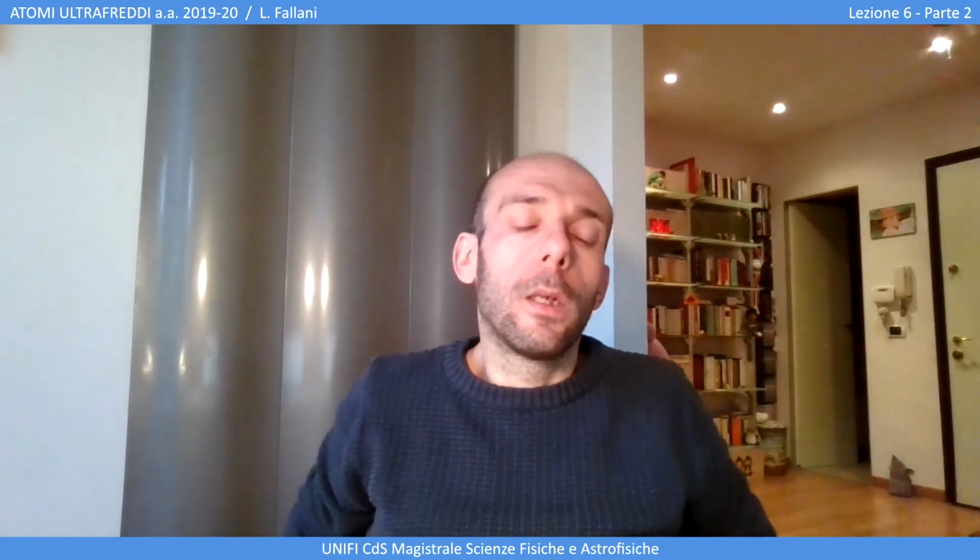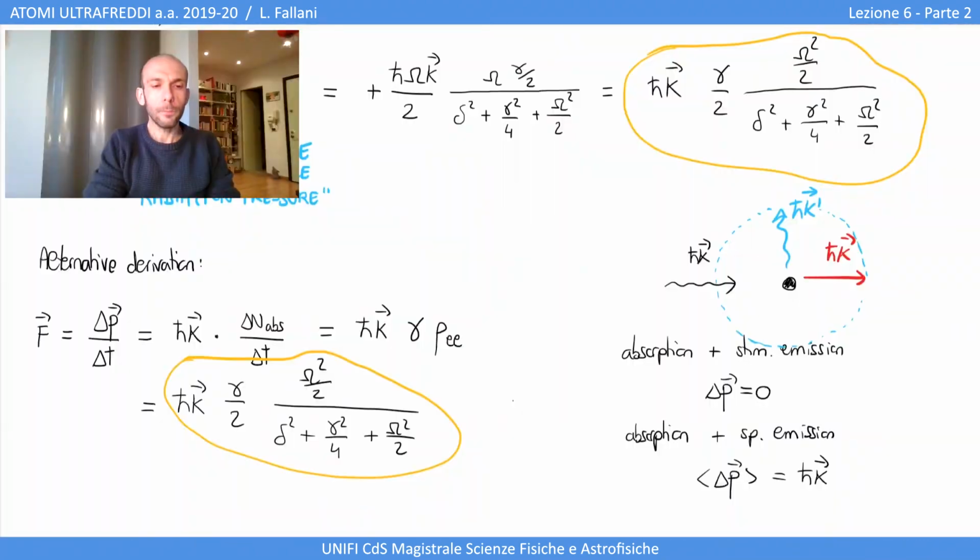This is a picture that has a lot of physical meaning. We can think of radiation pressure as the force which comes from momentum conservation applied to cycles of absorption and spontaneous emission of light. Okay, so now we can conclude by just commenting on this expression.